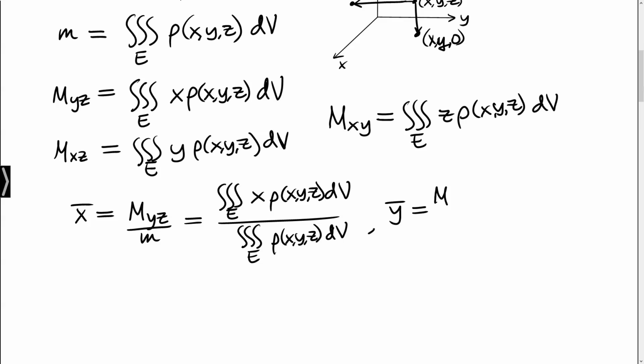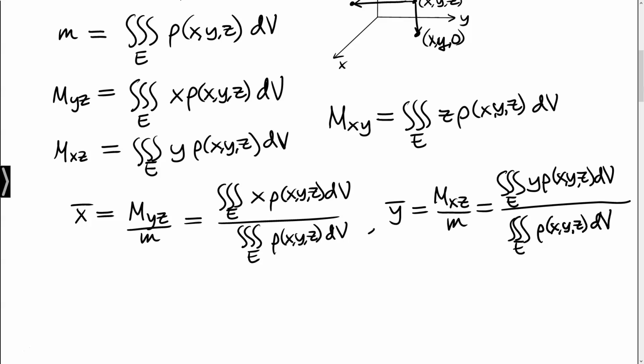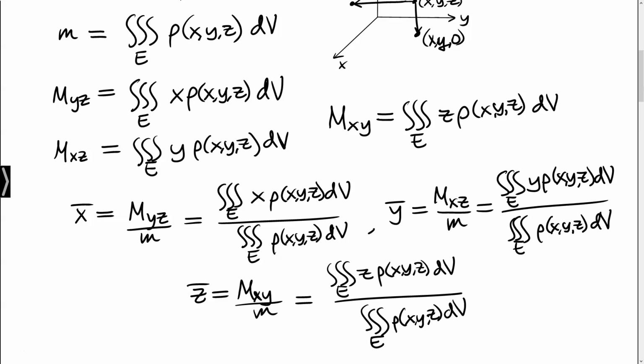So this would be, for instance, Mxz over little m, the triple integral of y over the total mass, and then for the z coordinate, similar, Mxy. All right, so these are all the formulas. So we're going to look at two examples, and these are in rectangular coordinates. We haven't gotten to cylindrical or spherical coordinates yet.